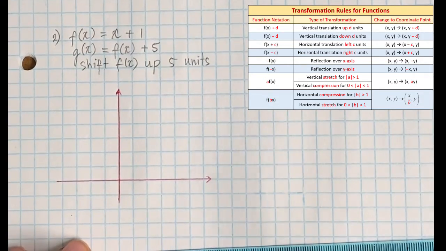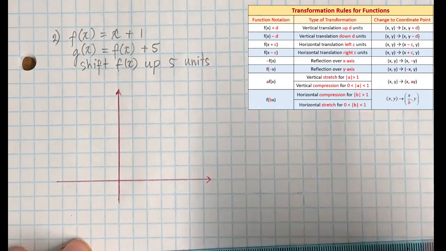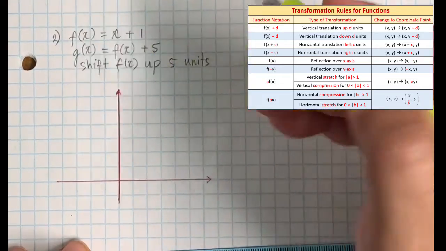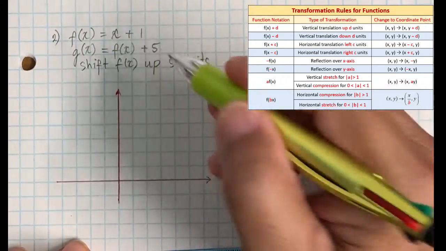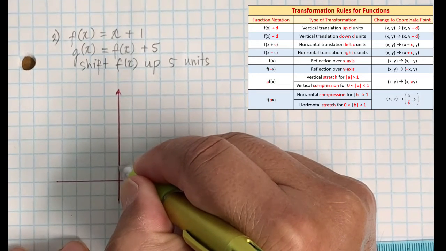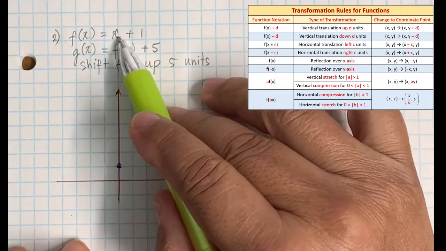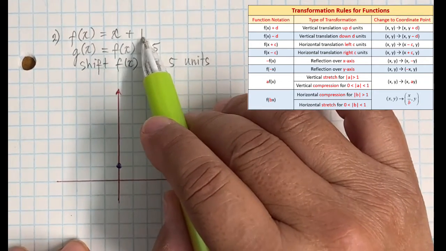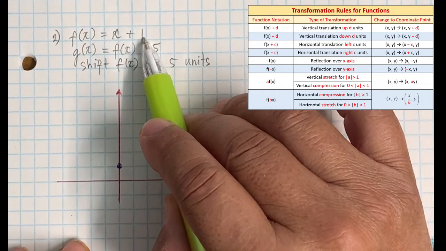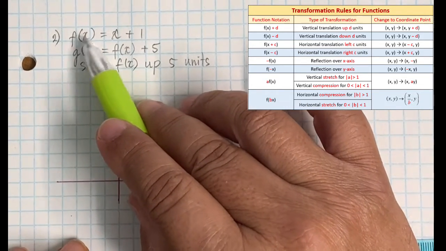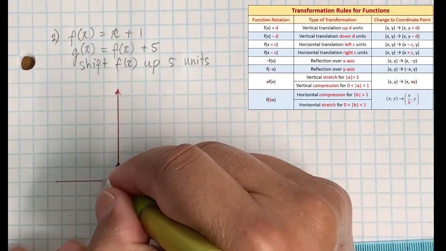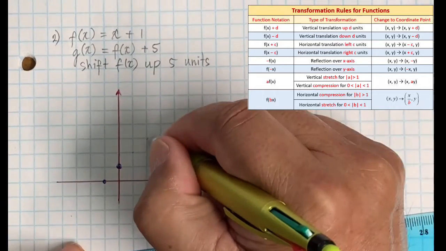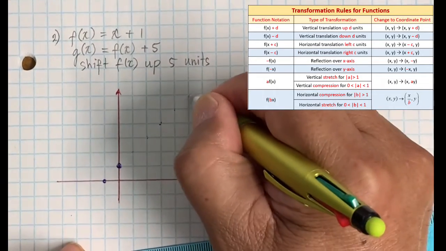And again, x equals 0, so 0 plus 1 is going to be 1, so f of 0 equals 1. So it's right here. When x is negative 1, then negative 1 plus 1 is 0, so f of negative 1 equals 0. So right here. Okay. And again, we are going to graph f of x in blue.